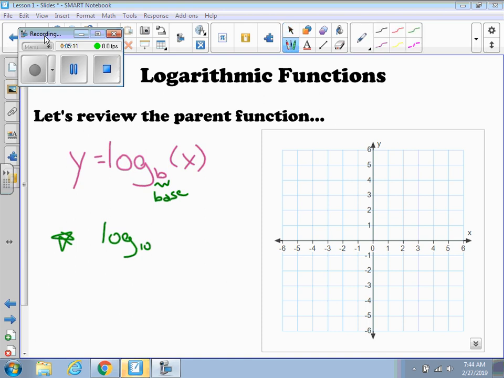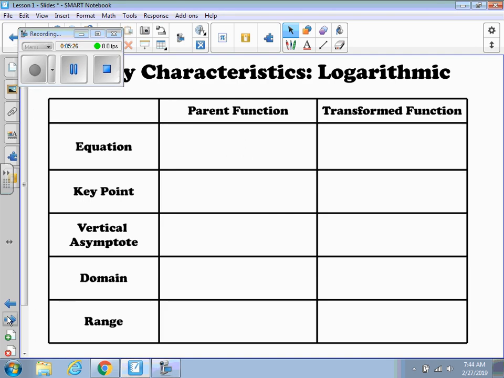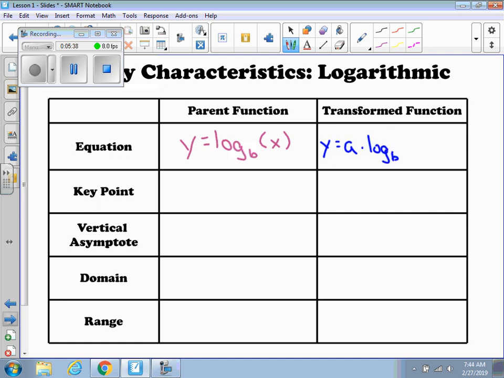So this is what your parent function of your log looks like. Your key point is now at 1, 0. A good way to remember that is the word log or logarithmic. You could think of it as a 1, 0 there. That's your key point. So let's take a look at our chart. The parent is y equals log base b of x. The transform function is y equals a times log base b of x minus h plus k.